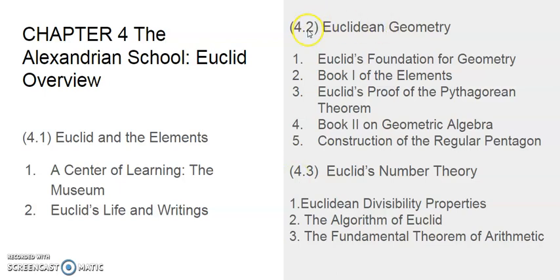Section 4.2 first talks about the important contributions of Euclid and his book, Elements. It also talks about the flaws of the book. Then it focuses on Book 1 and Book 2. In Book 1, we need to know what a postulate is, and especially what postulate 5 is, and the influence of postulate 5.